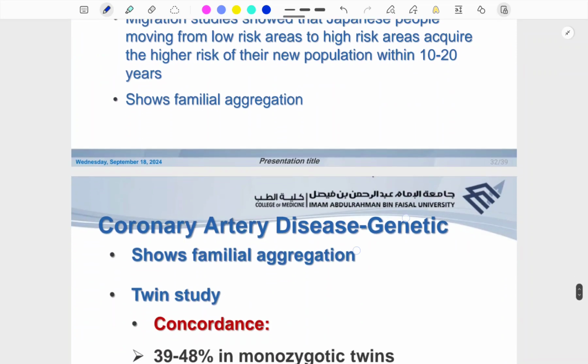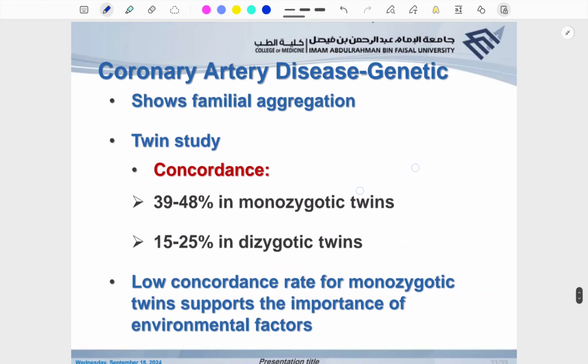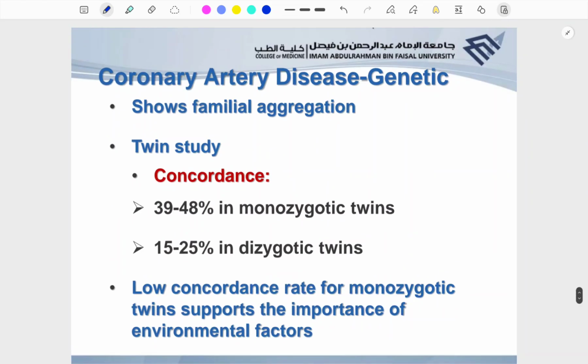Coronary artery disease, twin study concordance 39 to 48 percent in monozygotic twins. So there is genetic influence, but mainly environmental influence. In dizygotic twins, look at it, 15 to 20%. Low concordance rate for monozygotic twins supports the importance of environmental factors.